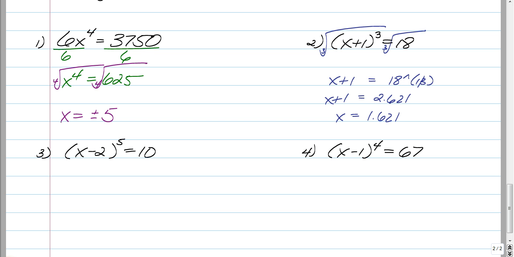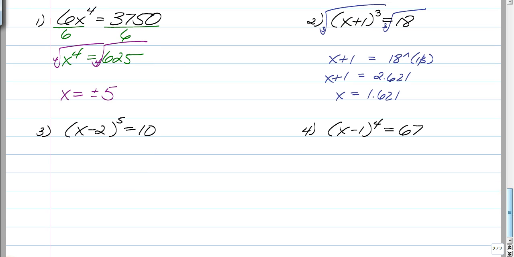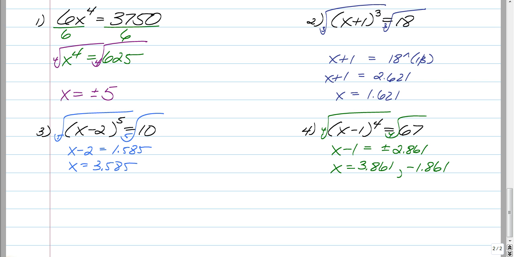And I believe in the next video, we're going to show you how to simplify radicals. Okay? So the last 2 problems, if you think you can handle these on your own, go ahead and pause the video, round to your 3 decimal places, and we'll see if you get them right. So you should have 3.585 for number 3. And number 4, because you are taking an even root, remember the 4th root of 67 is plus or minus 2.861. So add 1 and you're going to end up with 3.861 and negative 1.861.